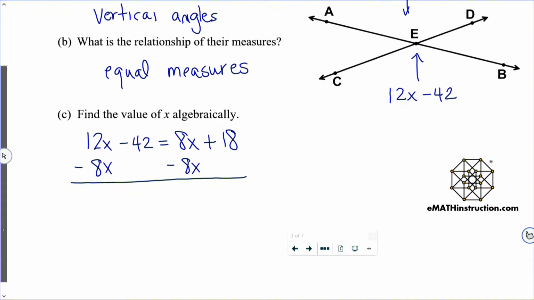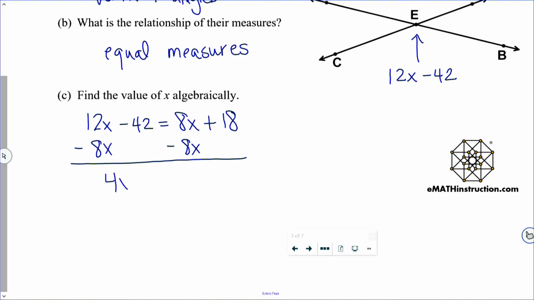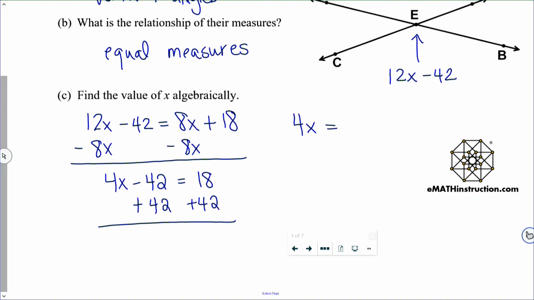That's going to give me 4x minus 42 is equal to 18. Now I've got a classic two-step equation. I'm going to just add 42 to both sides, right? 18 plus 42 is 60. Now I'm going to divide both sides by 4, and x is equal to 15.